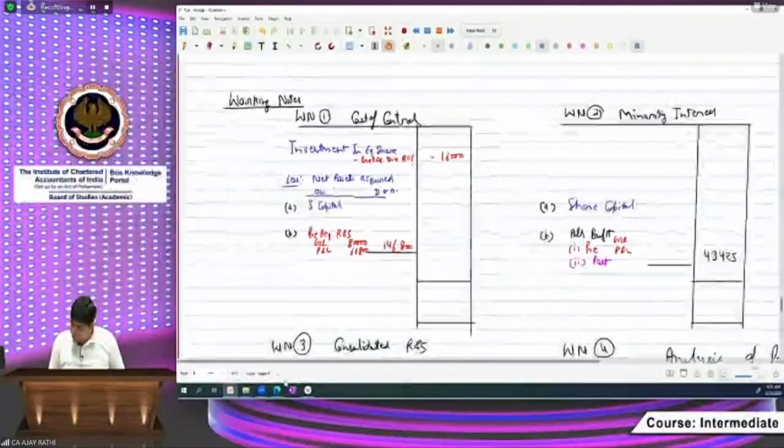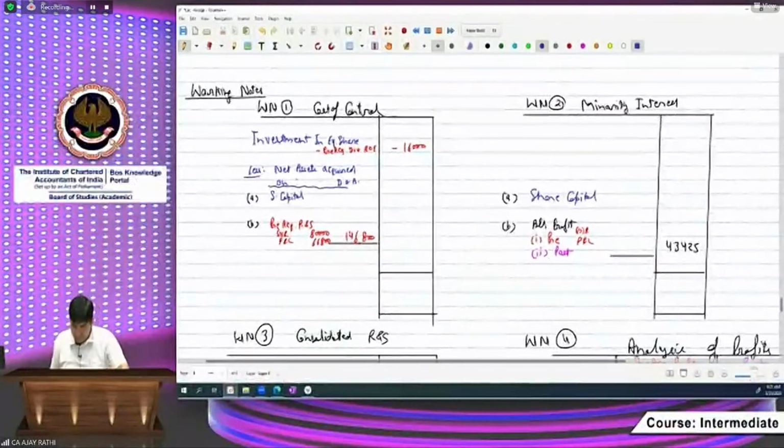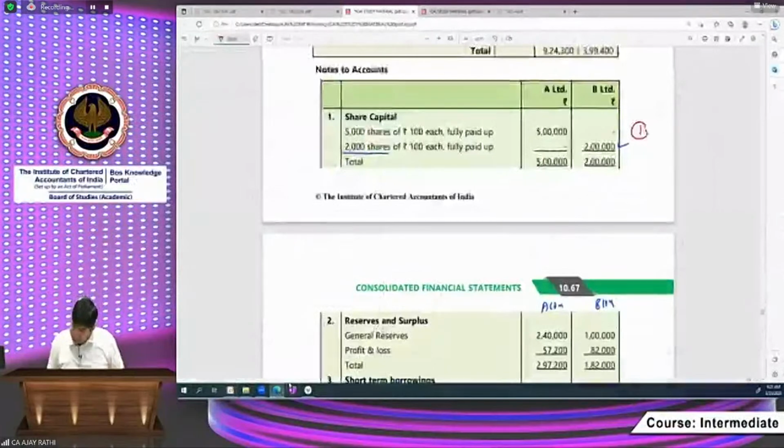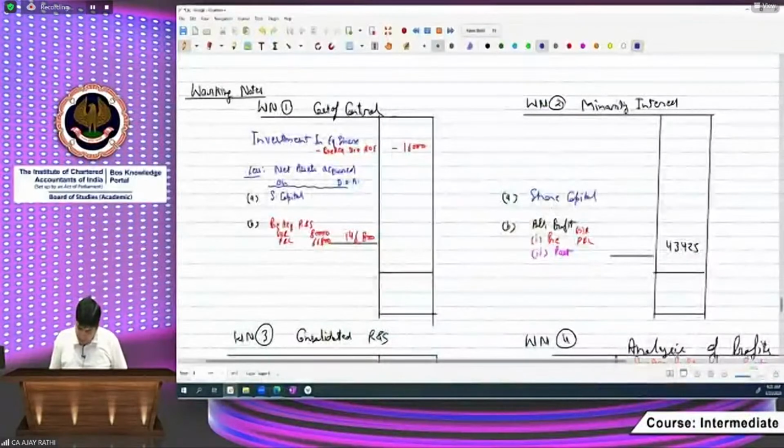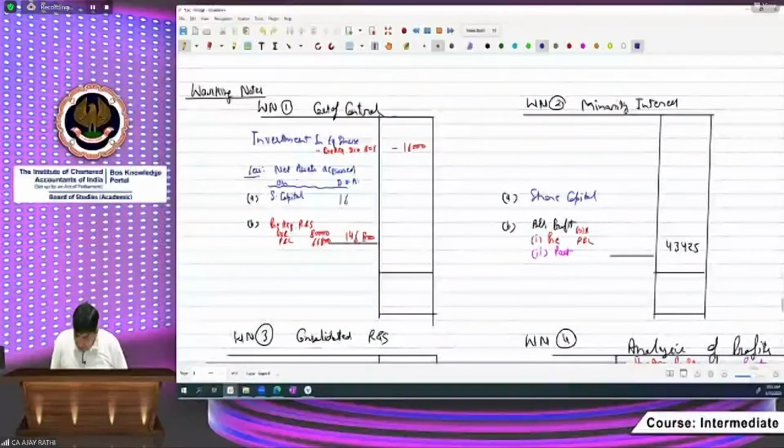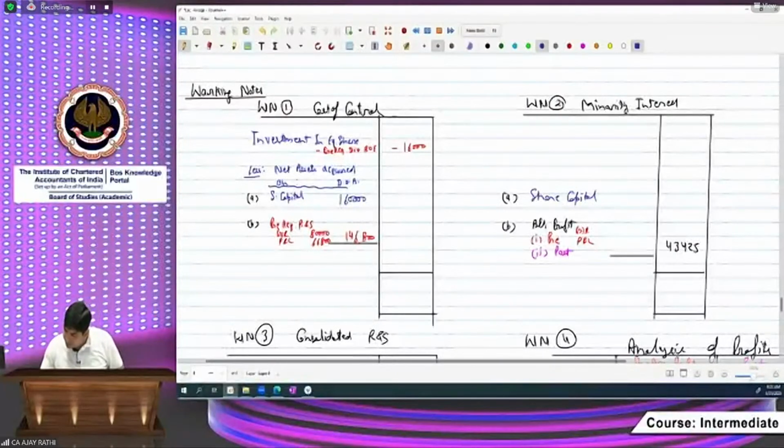Working note number 1 and working note number 2. See, share capital is there. That is 2 lakh. We are dividing this 2 lakh into two parts. So 80% is 1,60,000 and 20% is 40,000. Okay. Up to this, everything is okay. This is 20% and that is 80%.